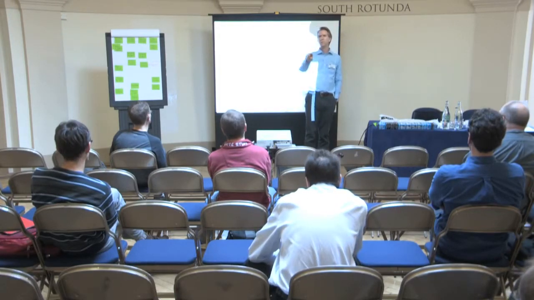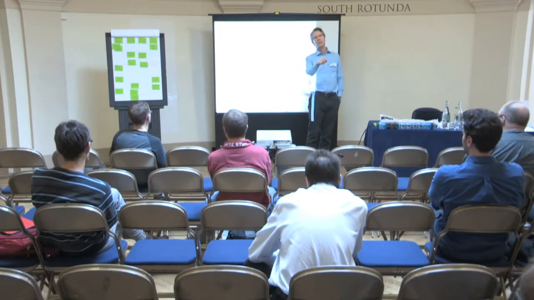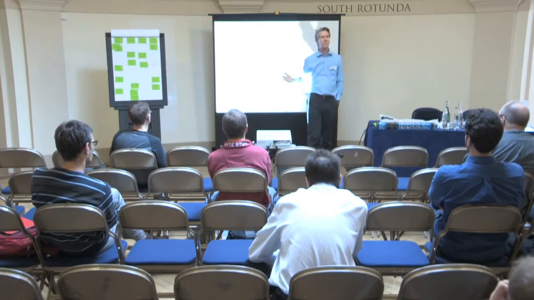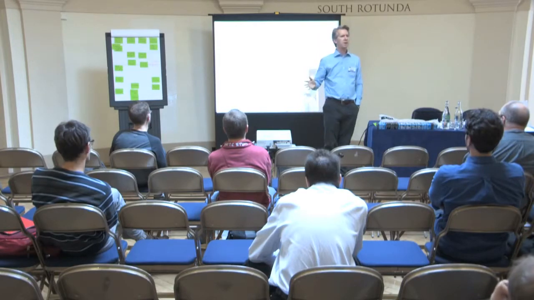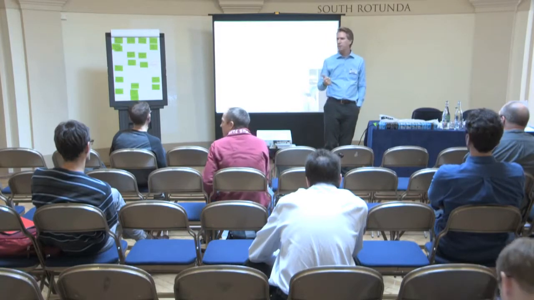We've got 2, 3, 5, 7, 8, 9, 10, 11, 12, 13, 14, 15. There's only 15 people, so 5 groups of 3 is probably a good arrangement. Okay, so can I get you to self-organize at those whiteboard sheets?